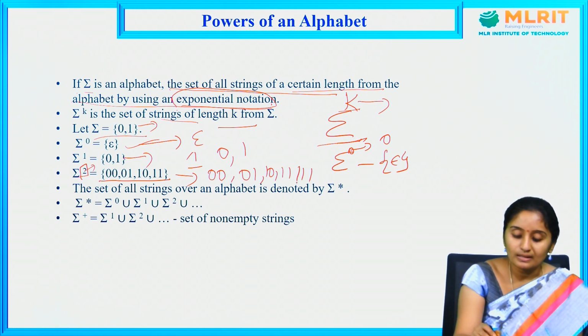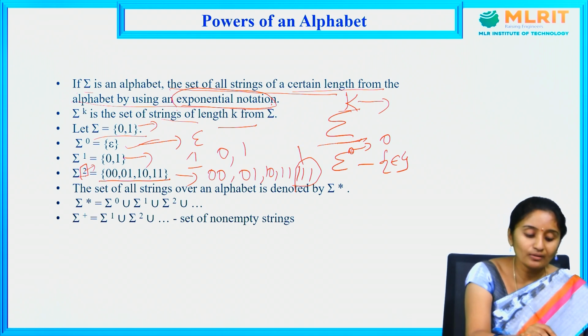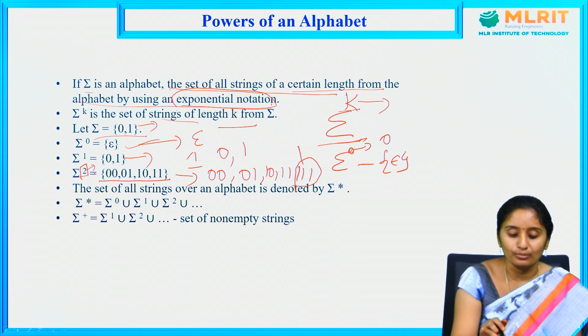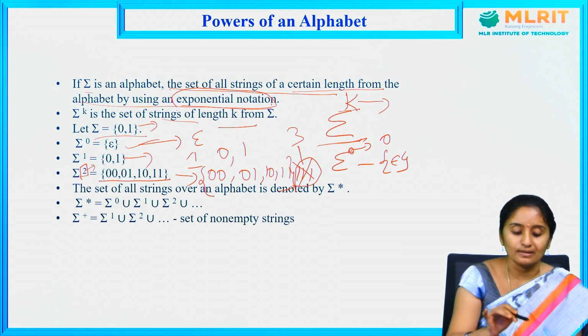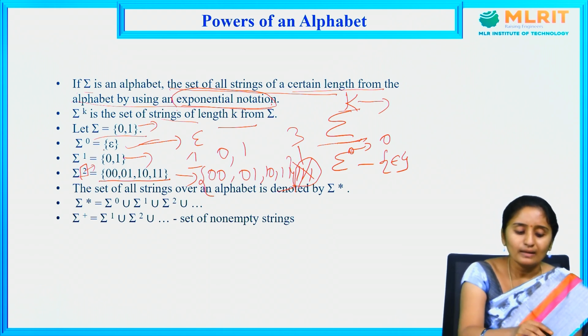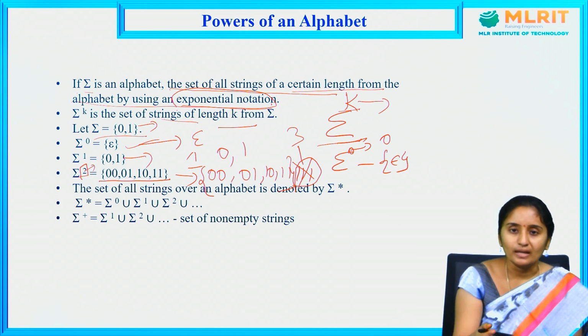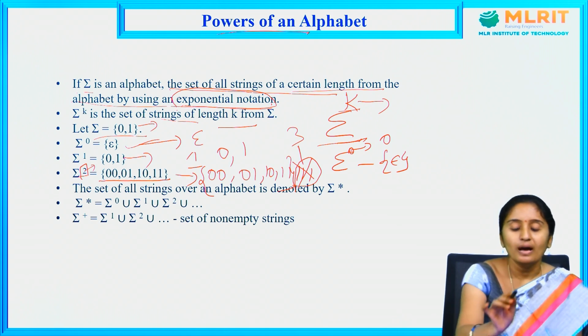Why? Because the length of this string is 3. Sigma power 2 means the length of the string is only 2. We are not going to show strings of length 3, so this is invalid. We can write only 2-length strings. Similarly, we can write sigma power 3, sigma power 4, sigma power 5, and so on. That is nothing but powers of an alphabet.